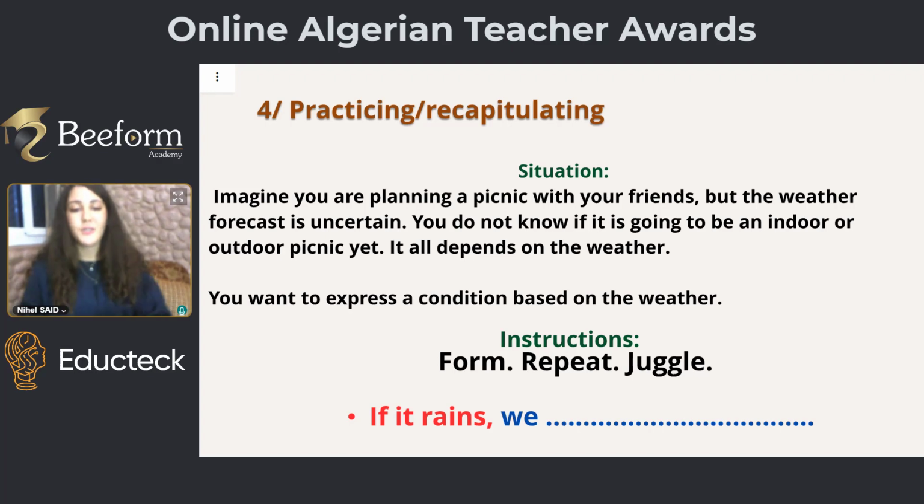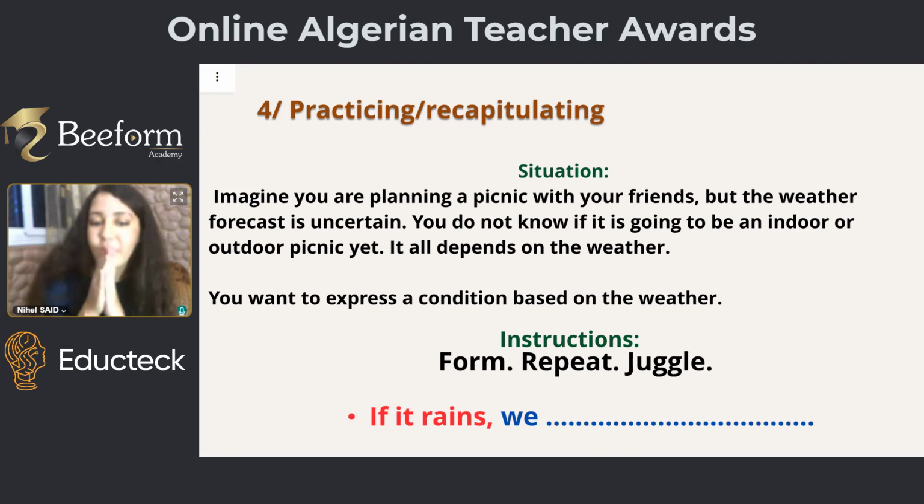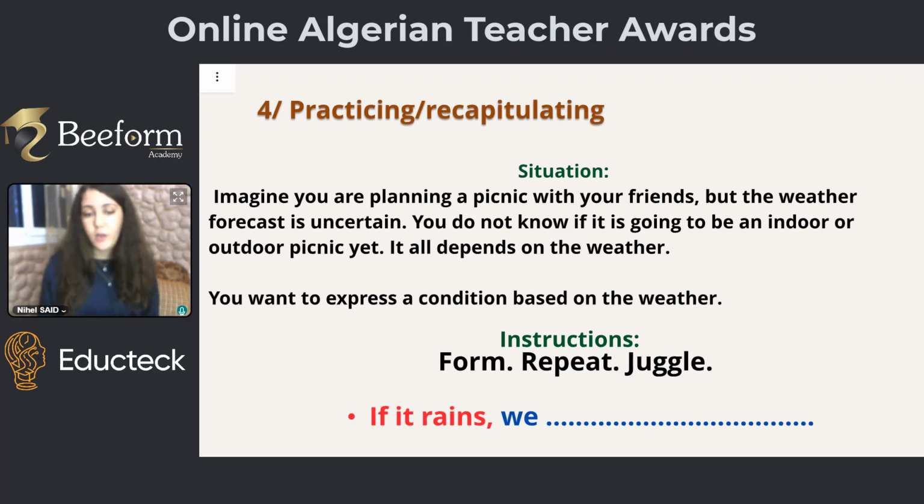Now, here's our last portion of the lesson, and we'll be practicing. So this practice or this activity is meant to help you form, drill or repeat, and then juggle. We'll see. So let me first read out a situation to you. Imagine you're planning a picnic with your friends, but the weather forecast is uncertain. You do not know if it's going to be an indoor or outdoor picnic yet. It all depends on the weather. Now, you want to express a condition based on the weather.